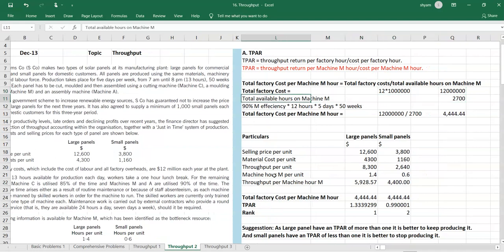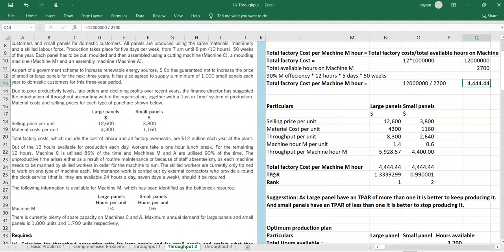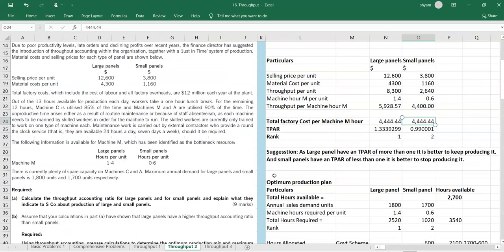Then we have to find out what's the total machine hour M available. So 90% efficiency into 12 hours into 5 days into 50 weeks, if you put, you will get 2700 hours. So 12 lakhs divided by 2700 hours, you will be getting this amount here. So thereafter you can work out this TPAR. You got this one number, so you can easily work out the TPAR, right?